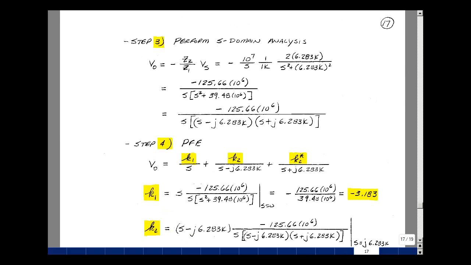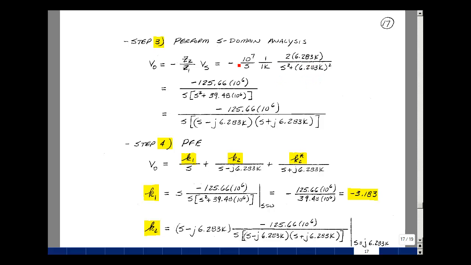Step 3 is to perform an S-domain analysis, and we showed in part A that the output was equal to minus z2 over z1 times V of s. Then our z2 was 1 over sC, which is going to be 10 to the 7th over s, as we calculated on the last page, divided by 1k, also with a minus sign. And then we have our 2 volt sine wave at 1 kilohertz, 6.283k divided by s squared plus that same quantity squared.